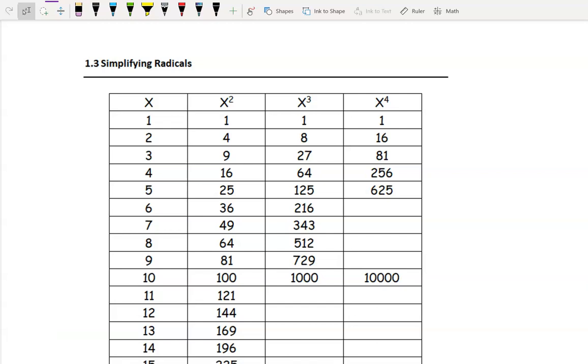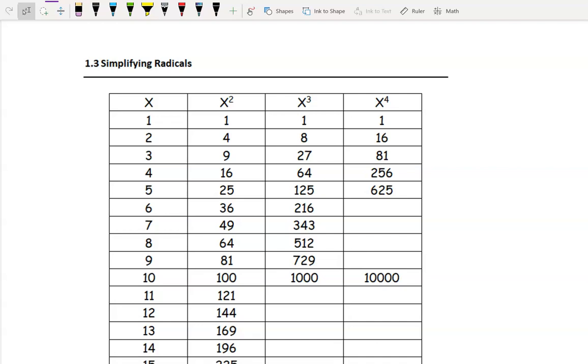I know the last couple numbers there from the last lesson were cut off due to the time constraints of this program. If you're not quite sure how to finish that one off, just let me know. We'll start with lesson 1.3, simplifying radicals.